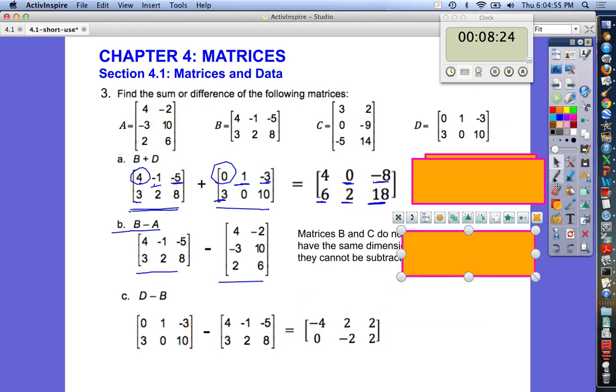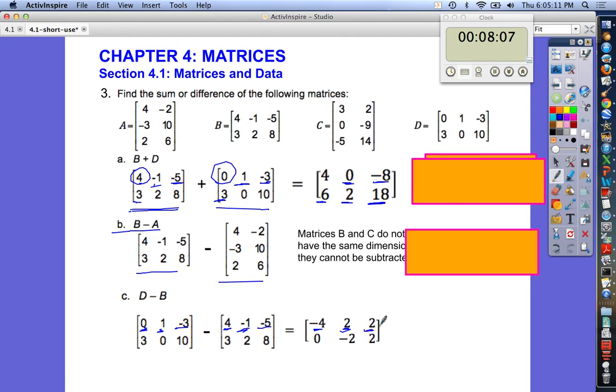And when we look at that, once again, we look specifically at the corresponding entries. 0 minus 4 to get -4, and so forth. 1 minus -1 is 2. -3 minus -5 gives us 2. And then you go to the second row and do the same thing. You just subtract them, and that's your resulting matrix.